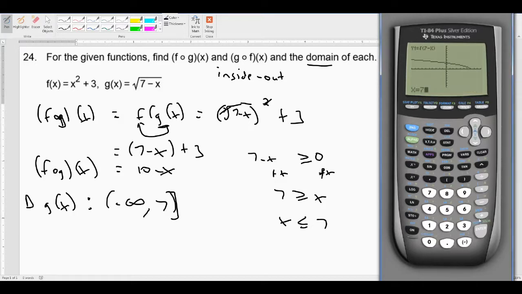If you do trace 7, enter, you'll see we get an answer. If I do 7.1, I don't get an answer. Kind of a quick check.